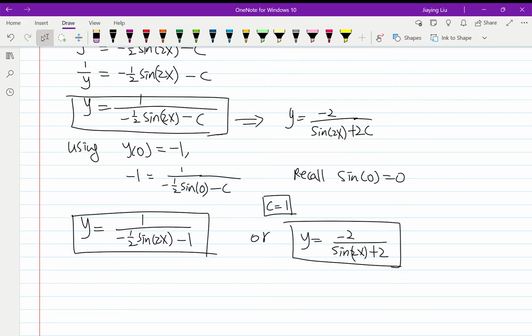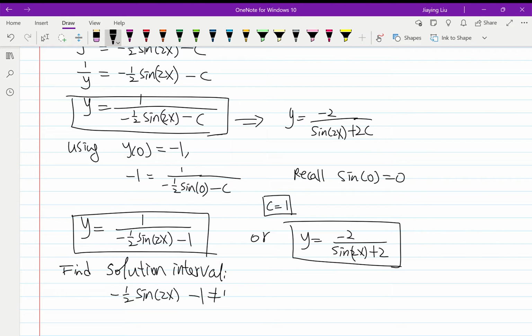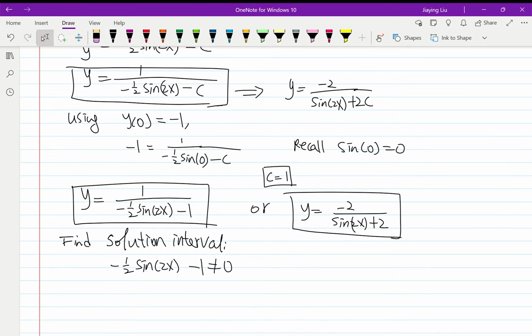So now what do we do? After we find the solution, we need to find the solution interval. If we work from the solution form on the left, we really don't want the denominator to be 0, right? Same thing on the right. We want the denominator to be non-zero. So we just say -1/2 sine 2x minus 1 cannot equal 0. Move the 1 over, multiply by -2. So we get sine 2x cannot equal -2.